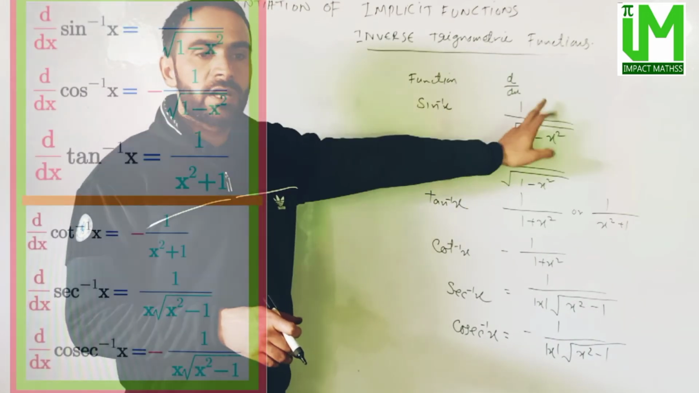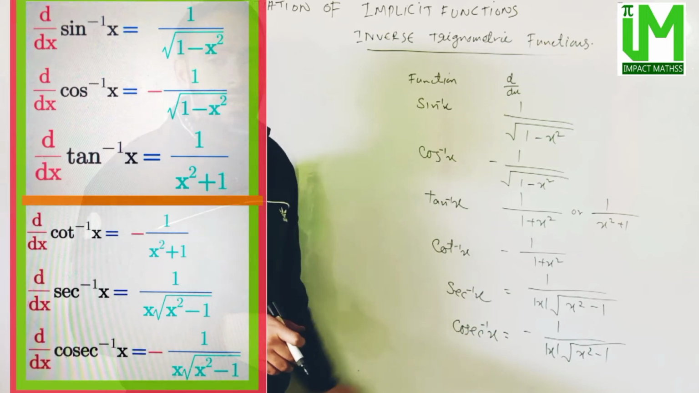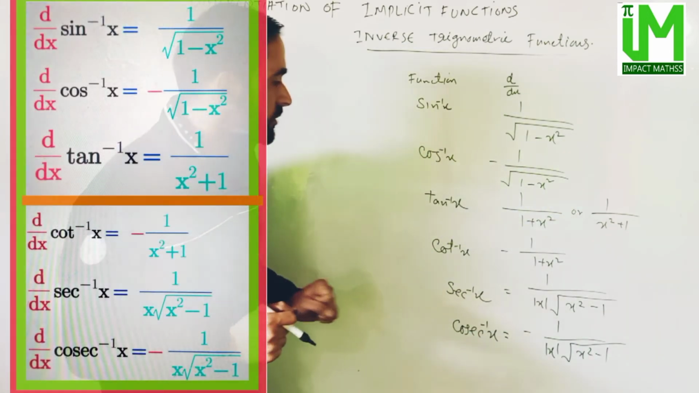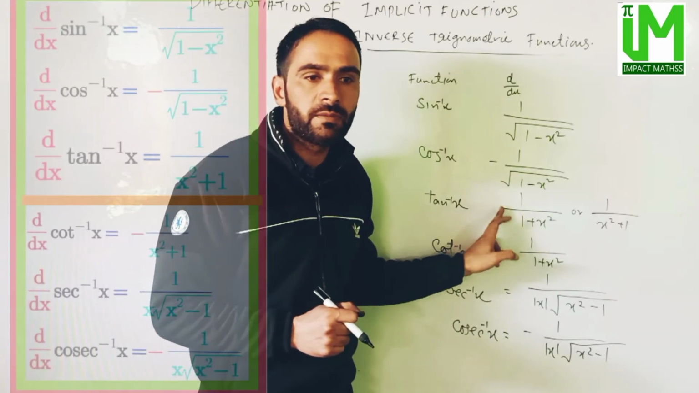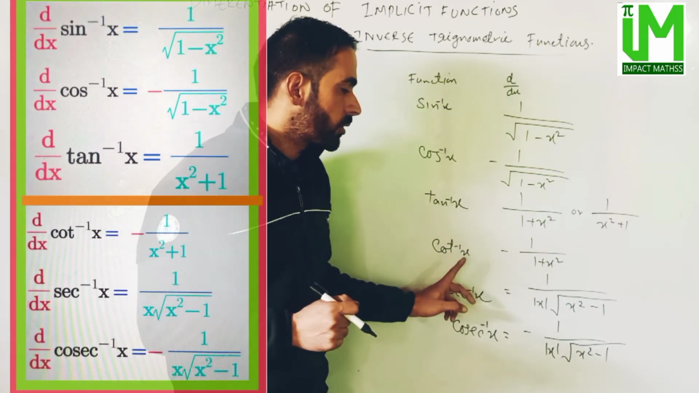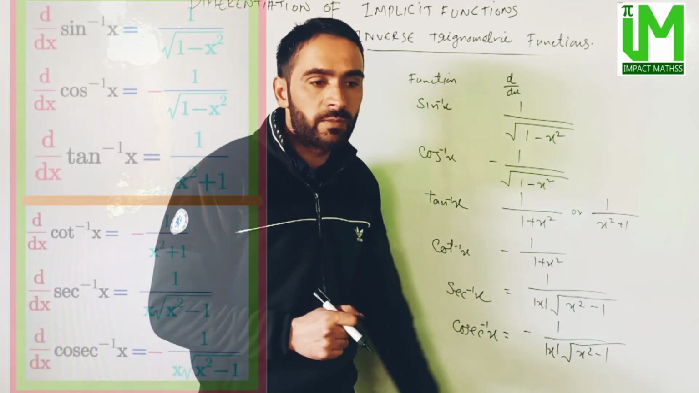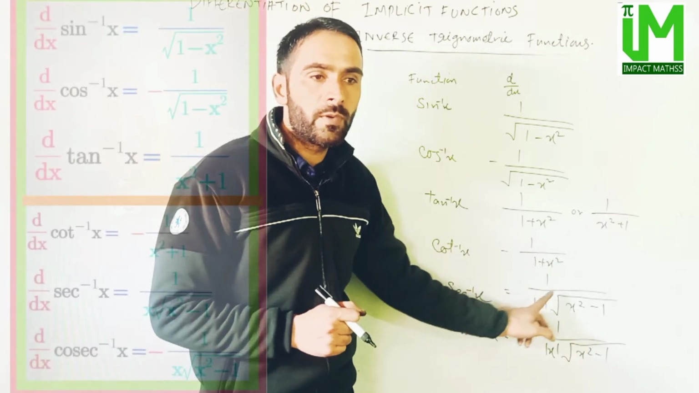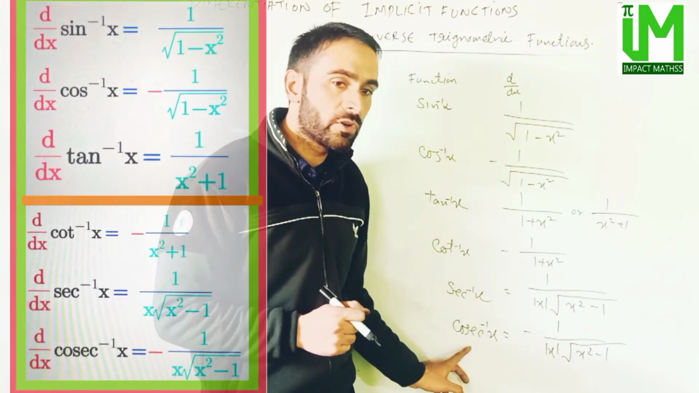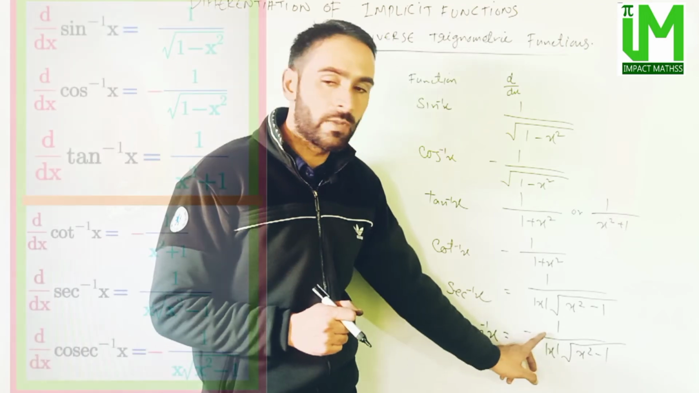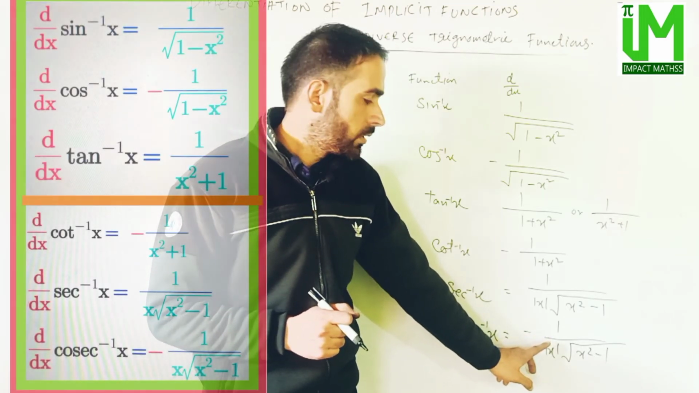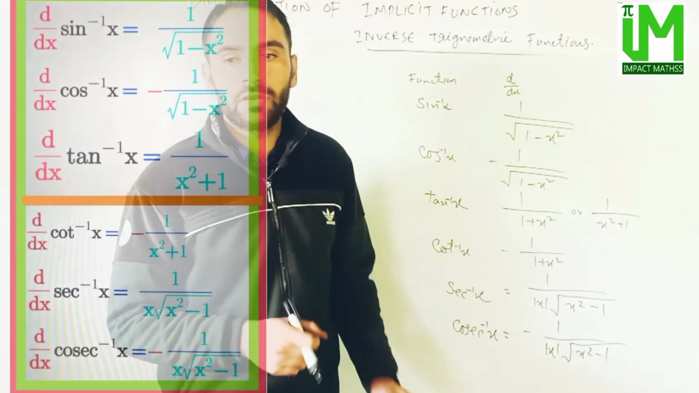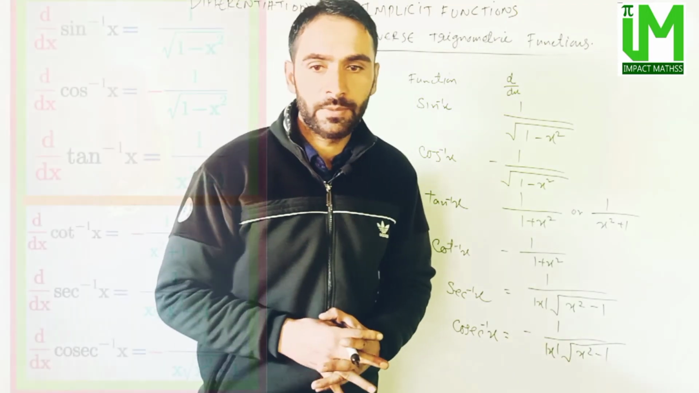So the derivative of sin inverse x is 1 divided by under root of 1 minus x square. Cos inverse x is minus times 1 divided by under root of 1 minus x square. Derivative of tan inverse x is 1 divided by 1 plus x square. Derivative of cot inverse x is minus times 1 divided by 1 plus x square, and derivative of sec inverse x is 1 divided by mod of x into under root of x square minus 1. Derivative of cosec inverse x is minus 1 divided by mod of x into under root of x square minus 1. So the formulas are ready: double angle formula, triple angle formula.